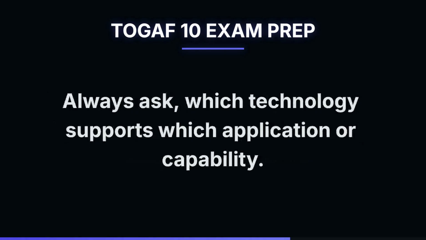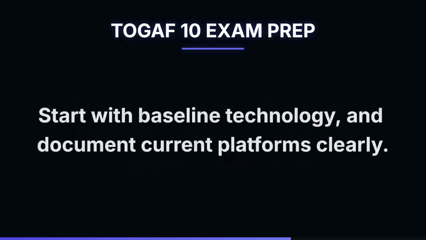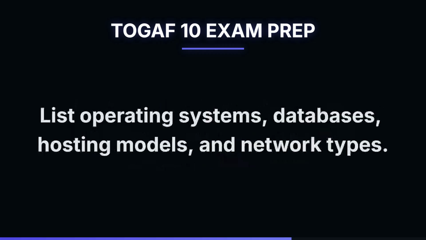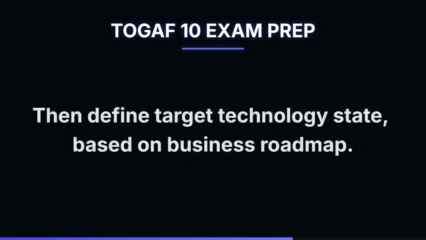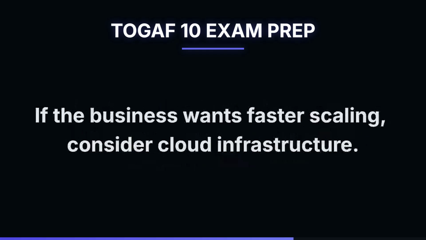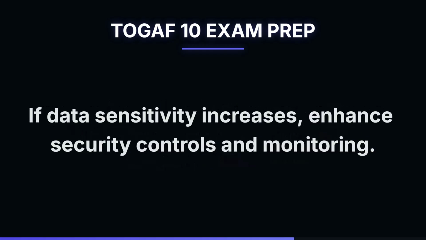Always ask, which technology supports which application or capability? Start with baseline technology and document current platforms clearly. List operating systems, databases, hosting models, and network types. Keep descriptions short and avoid too many low-level details. Then define target technology state based on business roadmap. If the business wants faster scaling, consider cloud infrastructure. If data sensitivity increases, enhance security controls and monitoring.